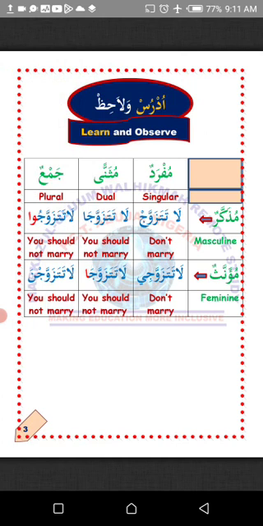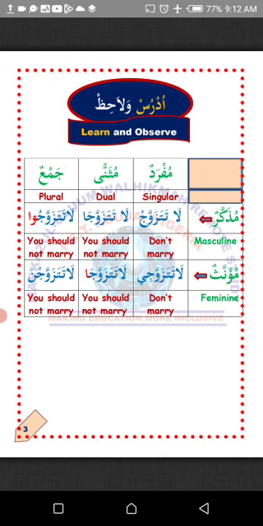Then we talk about mudhakkar. Mudhakkarun, masculine, is a word in Arabic that represents a male person or a male object. Just like the verb لا تتزوج can only be used to command a single male person not to marry. So if there are two, all you need to do is to attach alifun to the last letter. Remember, once alifun is attached, the letter before it must take fatha, as we know that alifun is the mother of fatha in Arabic. So the verb لا تتزوج will now become لا تتزوجا, which means don't marry, talking to two male persons.